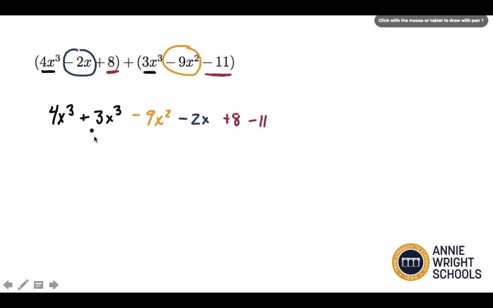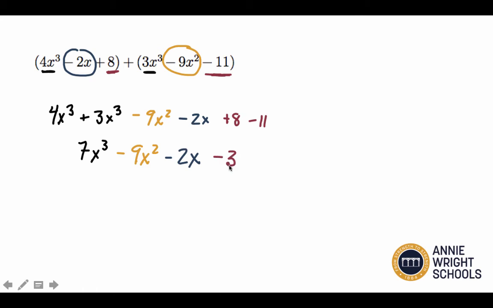4x cubed plus 3x cubed is 7x cubed. There are no other x squared, so the answer is minus 9x squared. There are no other x's, so minus 2x. And then these constants here, that would be negative 3.